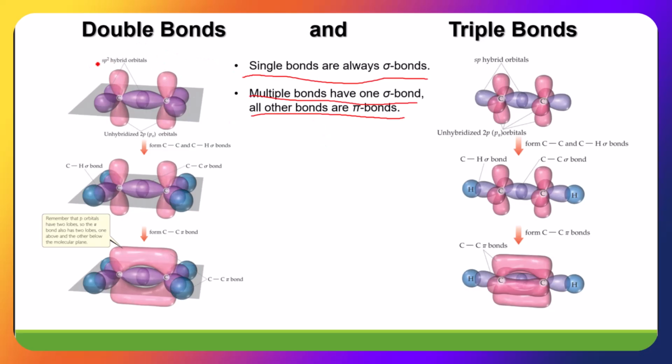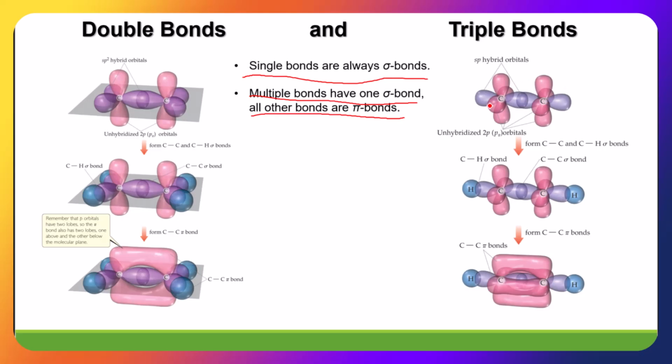Here you have sp2 hybridized orbitals. You have unhybridized 2p, 2pz. They form the carbon-carbon and carbon-hydrogen sigma bonds. And then over here you have carbon-hydrogen sigma, carbon-hydrogen sigma, carbon-carbon sigma, and then the 2p orbitals that are unhybridized, they form the carbon-carbon double bond, or pi bond. So double bond, 1 pi bond, 1 sigma.